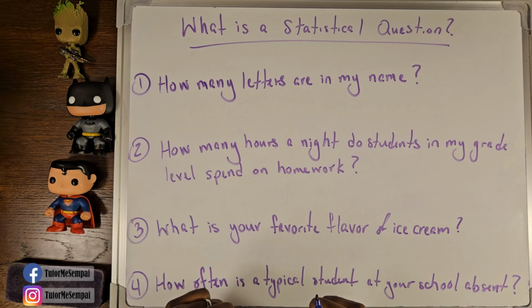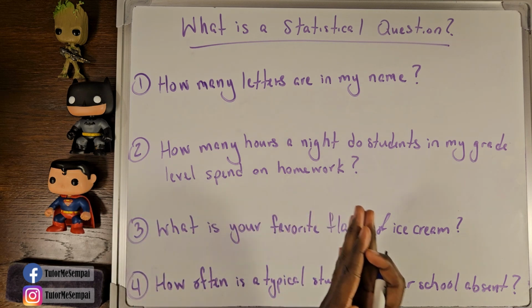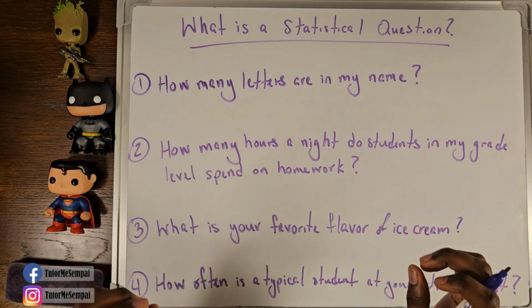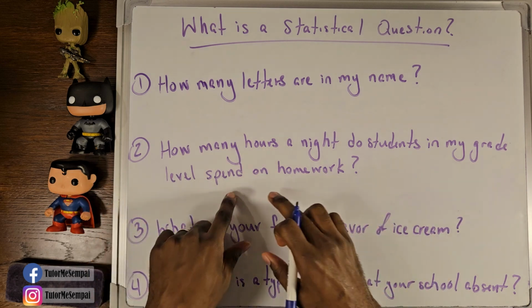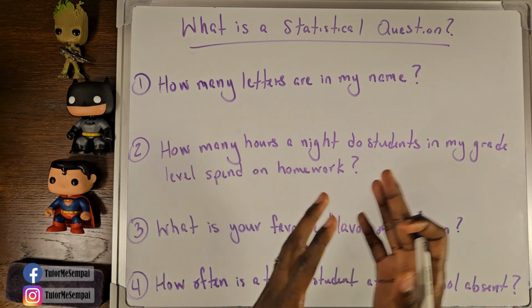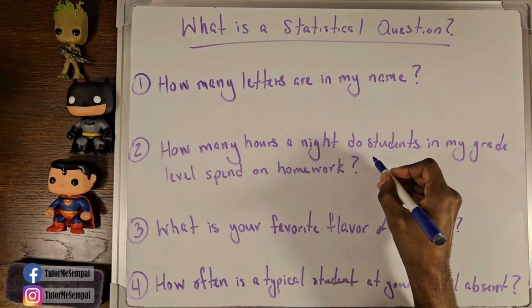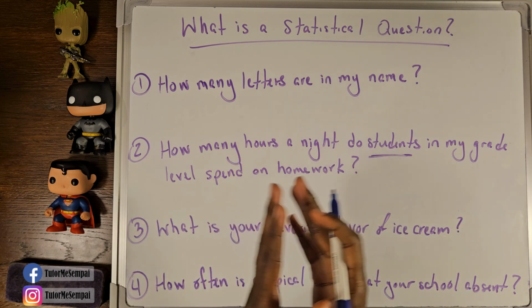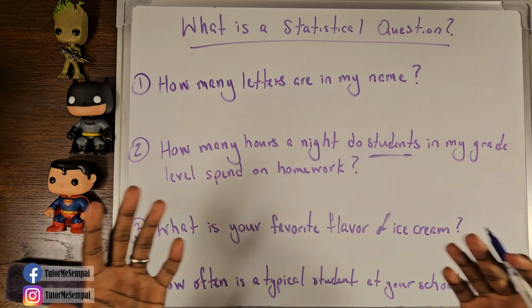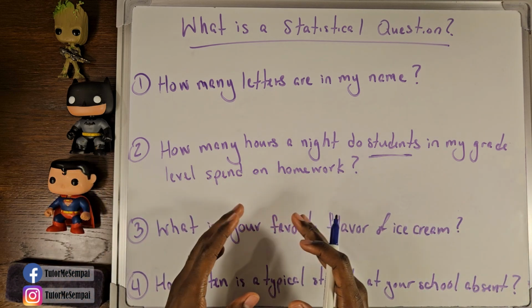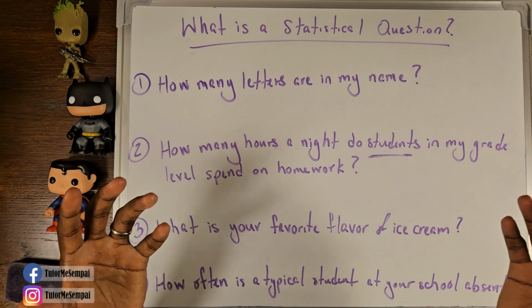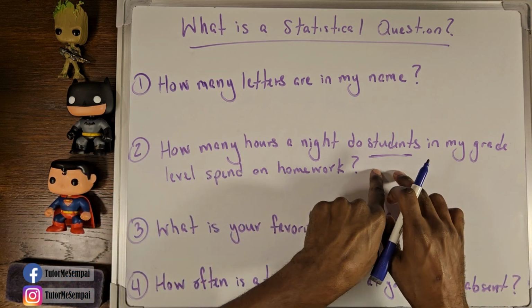Let's look at our second one. How many hours a night do students in my grade level spend on homework? What does it take to answer a question like this? Let's break this down. We're looking for how many hours people are spending a night on homework. In order to start answering this question, we need a pool of students. We're going to need to survey more than one student, right? We want to know not just you, but students in general, in your class, in your grade. So maybe your entire class. If your school has multiple classes in that particular grade, maybe all of those classes. Figure out your pool first.